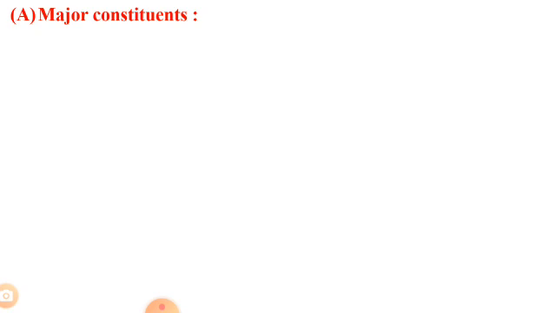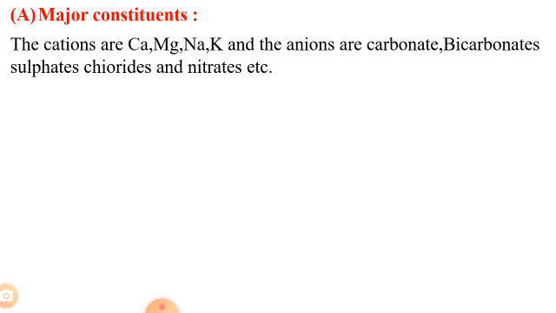So what are major constituents? Some cations like calcium, magnesium, sodium, potassium, and the anions are carbonates, bicarbonates, sulfates, chlorides, and nitrates. These are major constituents. Okay, so next point is minor constituents. What are minor constituents? Minor constituents contain boron, silica, nitrites, sulfide, and fluoride.